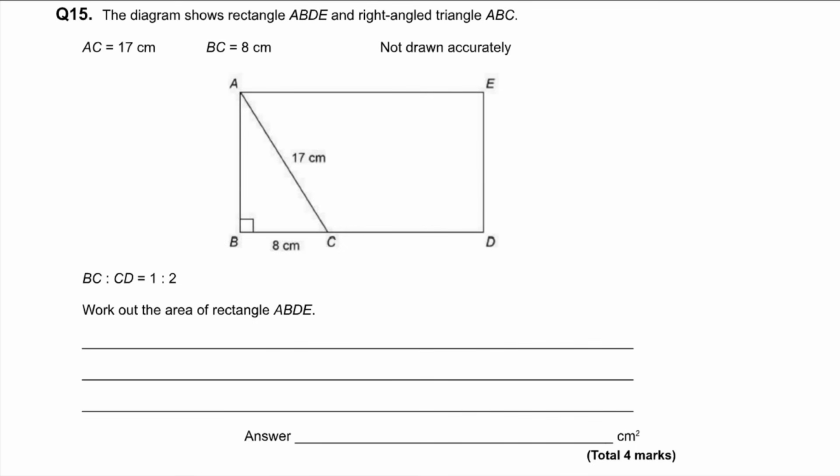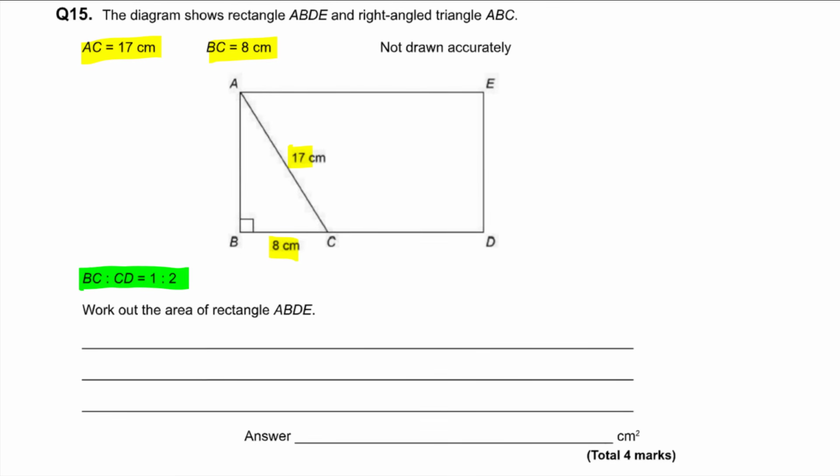So first up, question 15. The diagram shows rectangle ABDE and a right angle triangle ABC. AC is 17, BC is 8. Not drawn accurately. I always double check that these things are on the diagram. They are, look, there they are. But sometimes you get extra information in the text that isn't on the diagram. So before I even look at these problems, I check the wording and make sure everything's on the diagram. So look, here's something that isn't on the diagram.